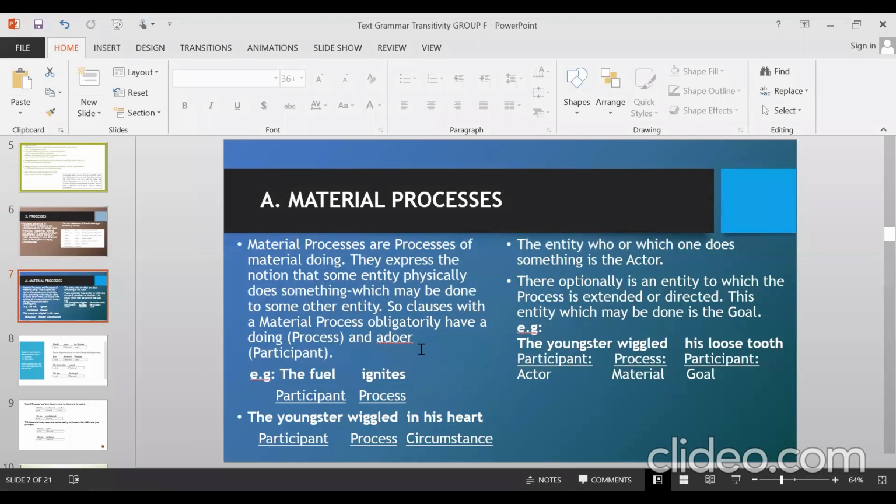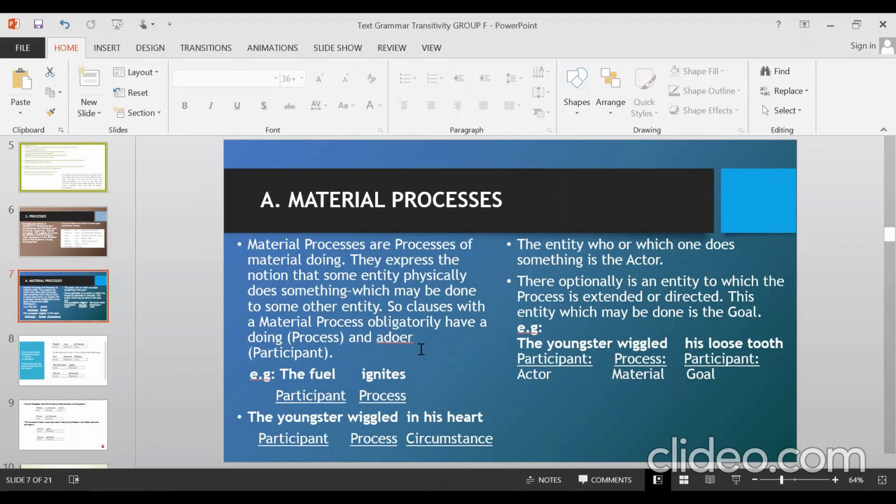Material processes. Material processes are processes of material doing. They express the notion that some entity physically does something which may be done to some other entity. So, clauses with a material process obligatorily have a doing process and a doer participant. The example is the fuel ignites. The fuel is participant, it ignites as process.